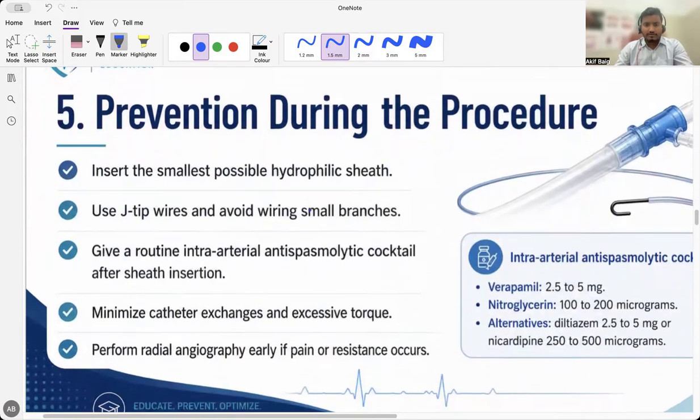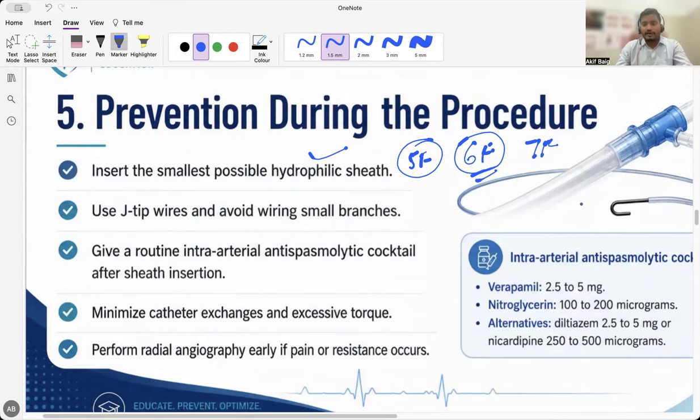What about prevention during the procedure? Always use the smallest possible sheath. Do not take too big a sheath. Usually a 5 French or 4 French sheath will be sufficient for an angiography, just for diagnostic purposes. If you are doing an intervention, try to use 6 French. Only in rare scenarios use 7 French, but usually 6 French should be okay for most procedures, unless it involves the left main or bifurcation stenting.